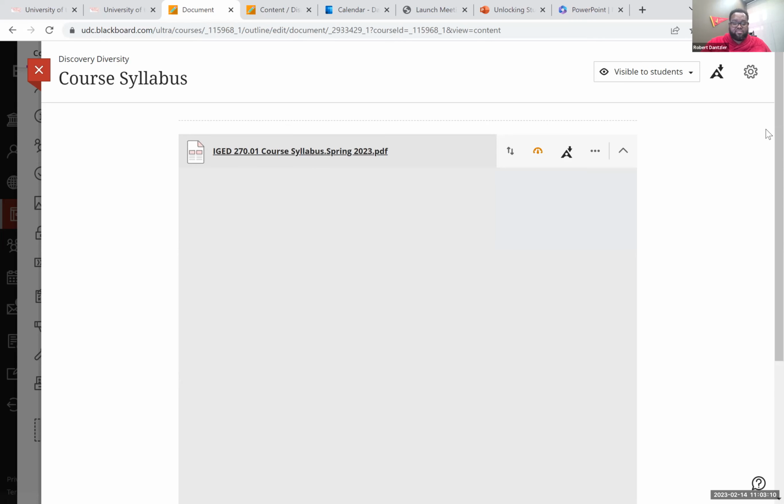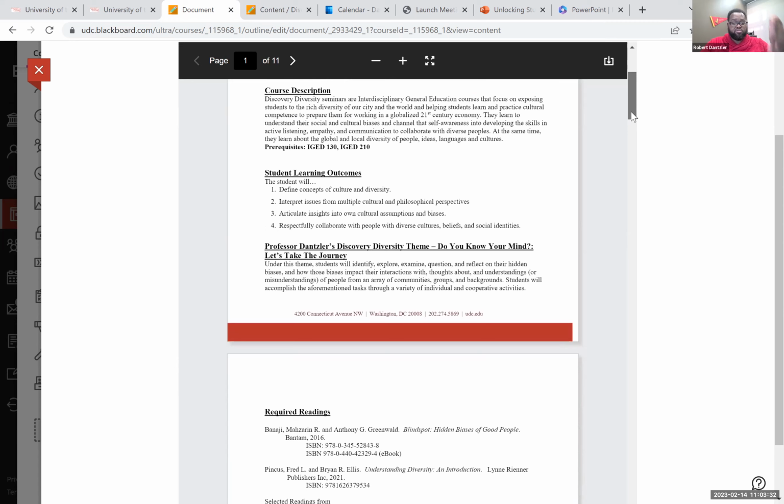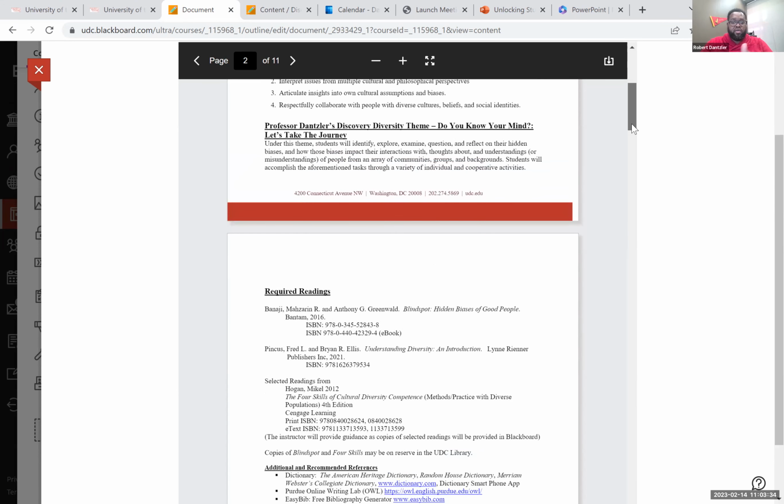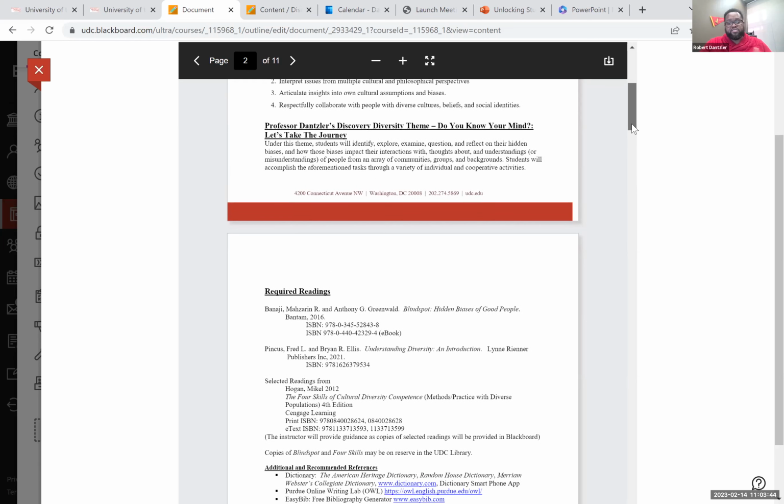And again, this is what my syllabus looks like. Like any syllabus, you have all of the information about where you meet, what time you meet, my office hours, the term and the course registration number. That's always important, especially when you have to, say, maybe email another advisor or someone about these things. You see your learning outcomes, those things that we just saw here, when I talked earlier about the theme, when I said, do you know your mind? Let's take a journey. And I explained what it is that we're doing there.